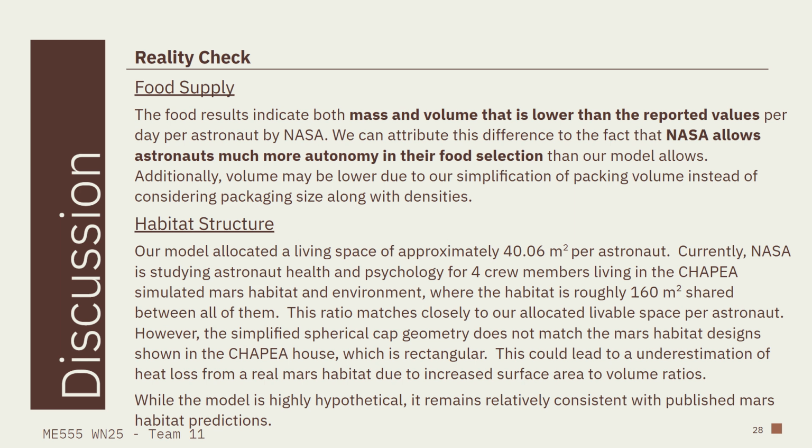Our habitat subsystem allocated a living space of around 40 meters squared per astronaut, which matches really well to what NASA is currently simulating in the CHAPEA Martian habitat experiment. However, the CHAPEA house is a rectangular shape, so we know that our subsystem modeling of a spherical cap may underestimate the actual heat loss that you might see due to a difference in surface area to volume ratio in a rectangular habitat. Overall, our model, while highly hypothetical, does remain pretty consistent with published Mars habitat predictions.